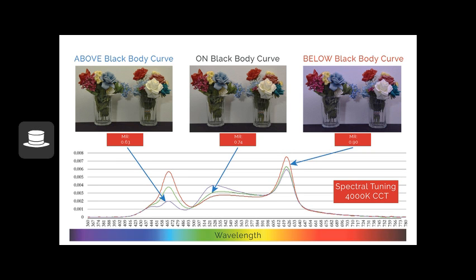As shown in these pictures, we did study this in our lab. We did spectral distribution of the light sources across, and you can see they're all 4000 Kelvin. But when you're above the black body radiator curve, your melanopic ratio is higher, versus way below the black body radiator curve, your melanopic ratio is lower.